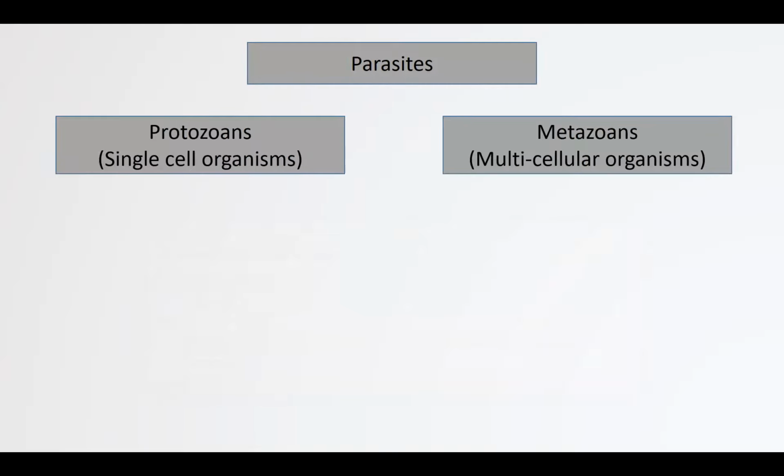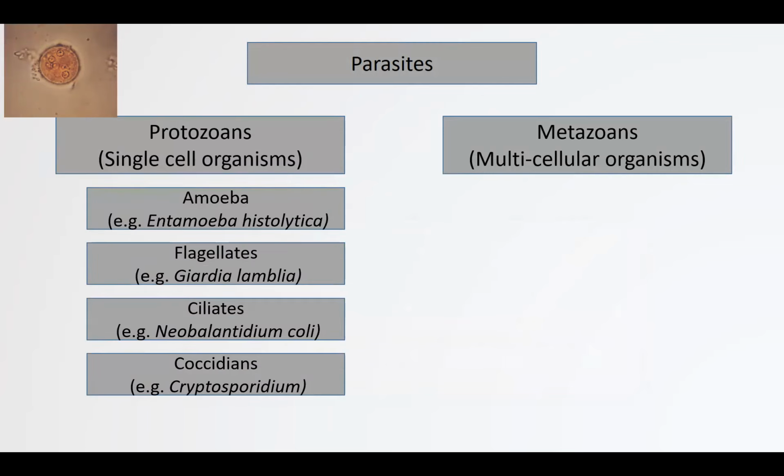So here are the bugs that we kind of consider in this group. We can take this overall heading of parasite and divide it up into protozoans, single cell organisms like this cyst that's up here in the top left, and then metazoans. Metazoans will be your multicellular organisms, the bugs that we would really think of as being full-blown animals. And the protozoans we can divide up into different classes. This is based upon their motility and also on their mechanism of reproduction. We divide them up into those four groups.